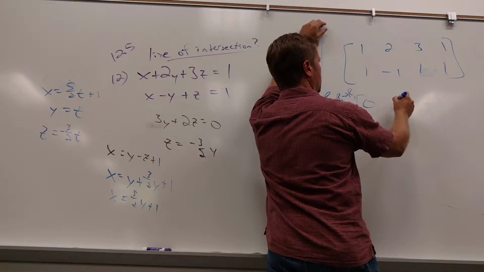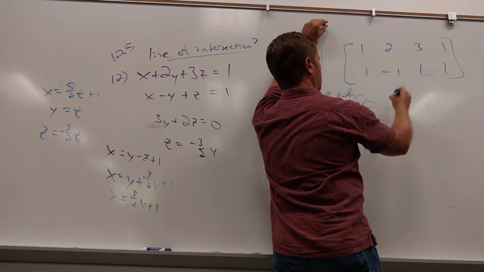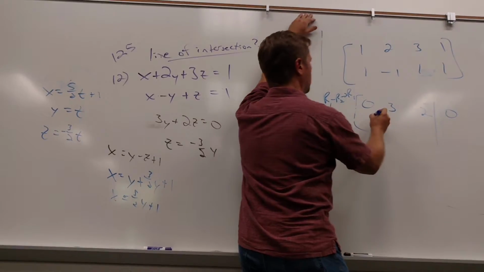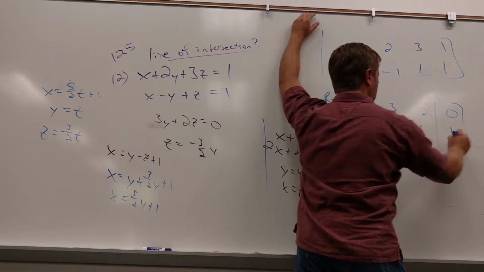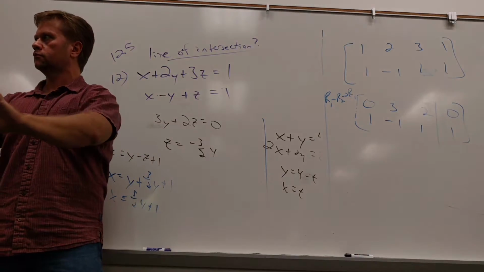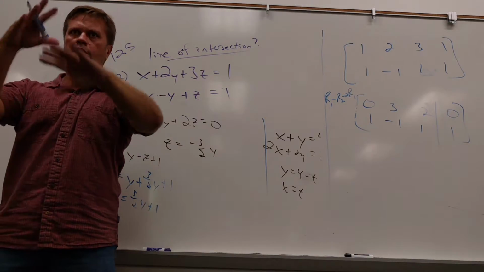So we have 0, 3, 2, and 0. I like it. And then we got 1, negative 1, 1. The reason I do that is because we kept this one. That's the nicer one with coefficients of 1. So that's the other equation. I kind of want to keep it. It would work either way.